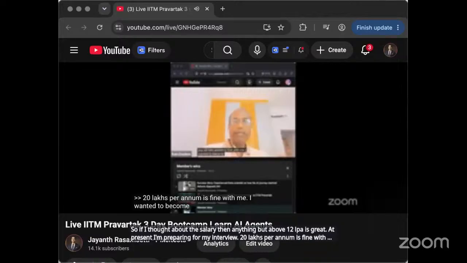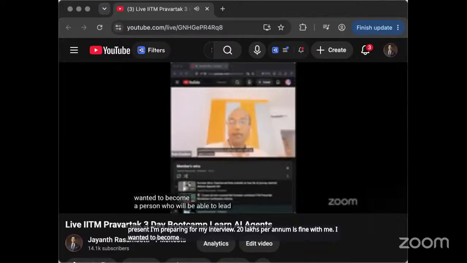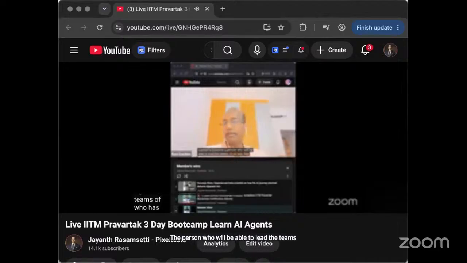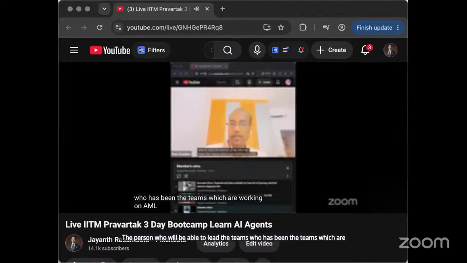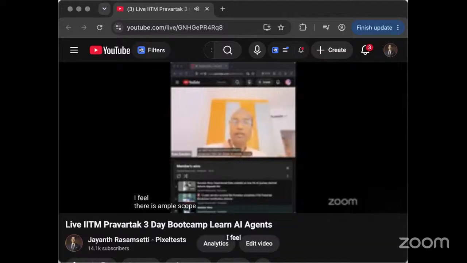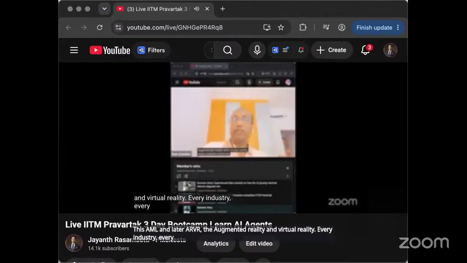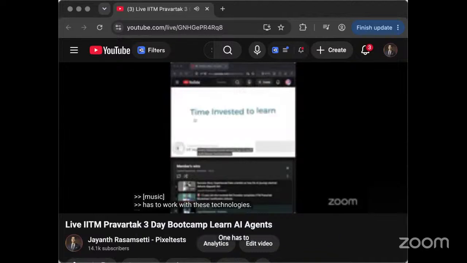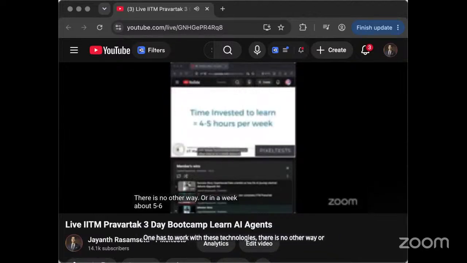I wanted to become a person who will be able to lead the teams which are working on AML as well as data science related projects. I feel there is ample scope and requirement for professionals in this area. I can feel the future is going to be completely with AML and later AR, VR, the augmented reality and virtual reality. Every industry, everyone has to work with these technologies. There is no other way. Or in a week, about 5-6 hours.